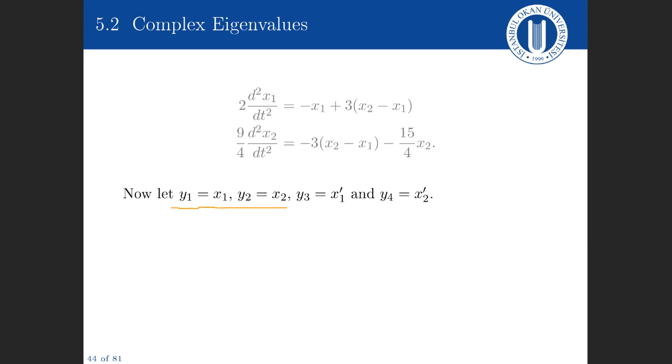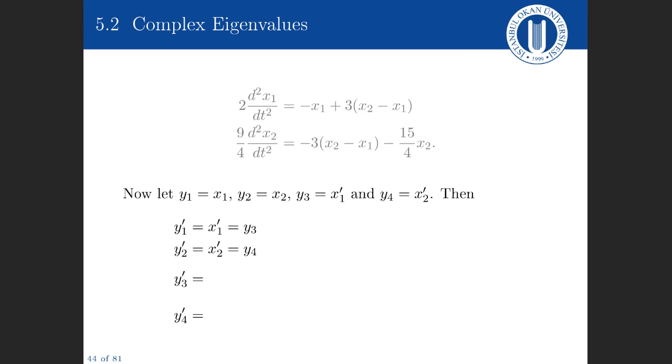First of all, y1 and y2 will be the old variables. y1 will be the same as x1, and y2 will be the same as x2. We also need derivatives of these. x1 prime I'm going to call y3, and x2 prime I'm going to call y4. Then, what do we have? x1 prime must be y3. x2 prime must be y4.